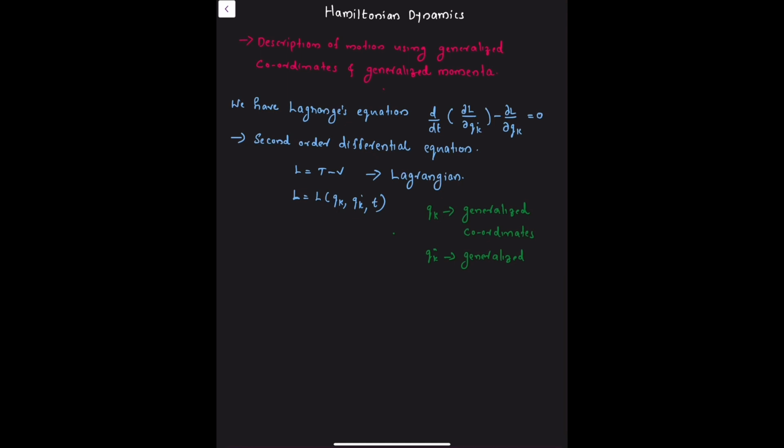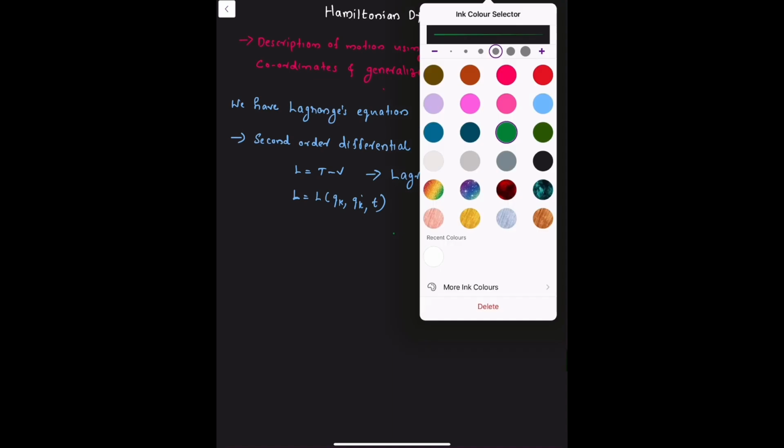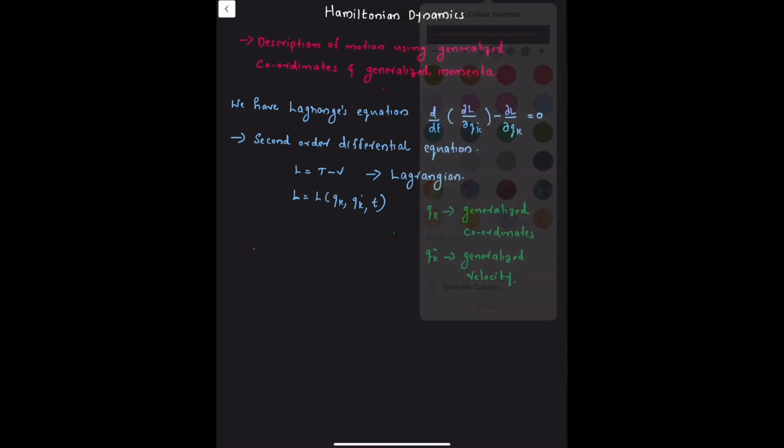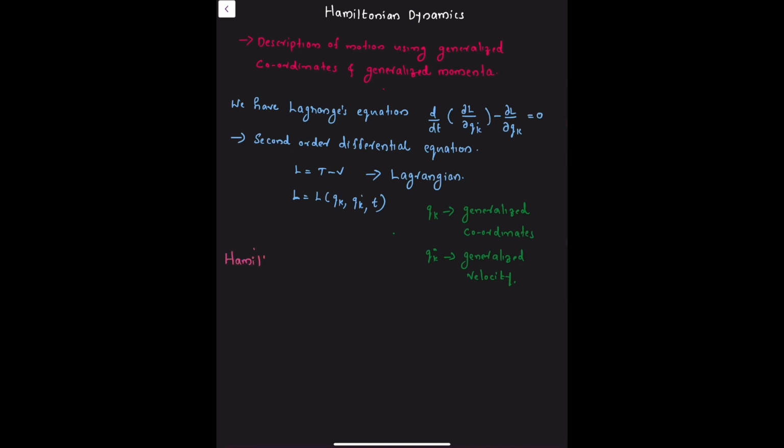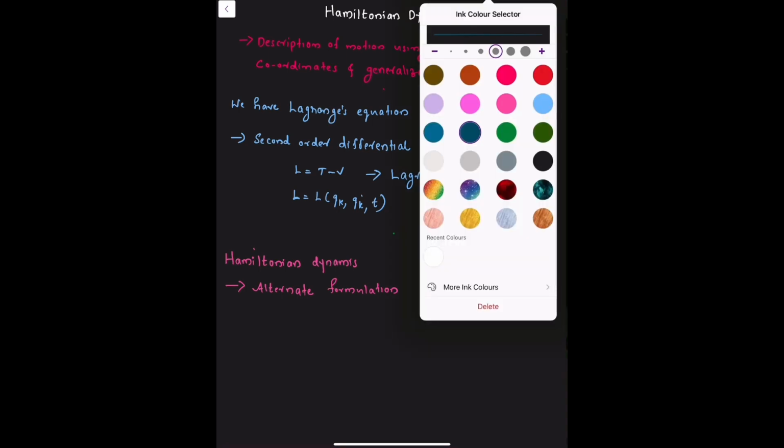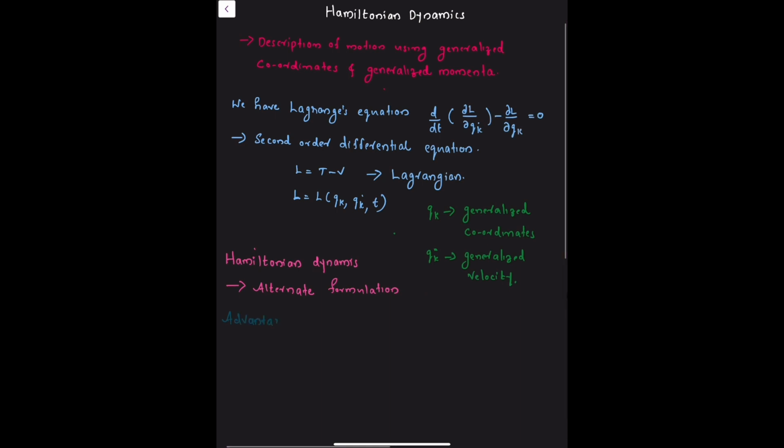Now let us see what Hamiltonian dynamics means. We can say that Hamiltonian dynamics is an alternate formulation like the Lagrangian dynamics. The Lagrange's equation is a second order differential equation. But comparing to the Newtonian or the Lagrangian mechanics, Hamiltonian dynamics has some advantages.